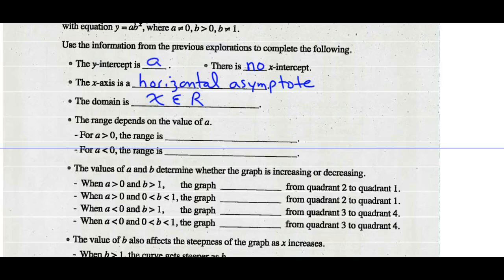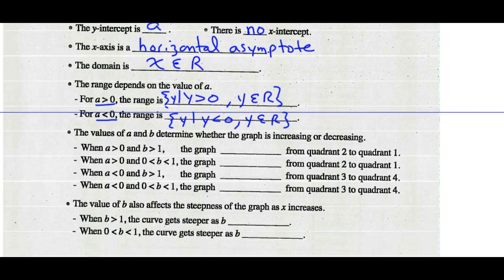If a is positive, greater than 0, the range will be y is greater than 0. And we haven't been stating it correctly. If I want to do a complete range, we should say y such that y is greater than or equal to 0 and y is any real number greater than or equal to 0. If a is less than 0, then the range will be below the x-axis, so y such that y is less than 0 and y is any real number. That would be the mathematically correct way to write the range.